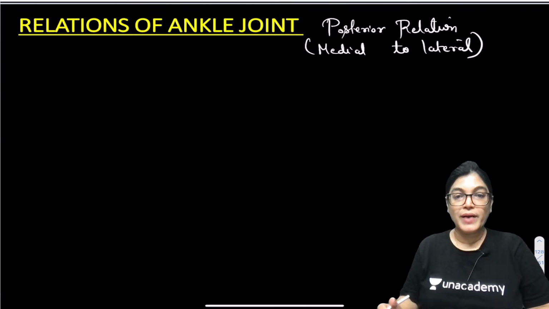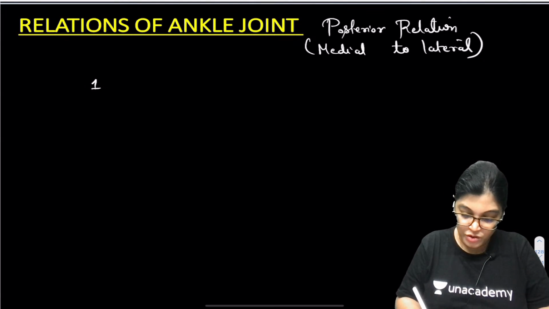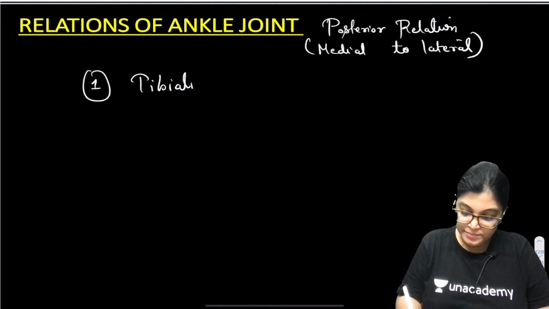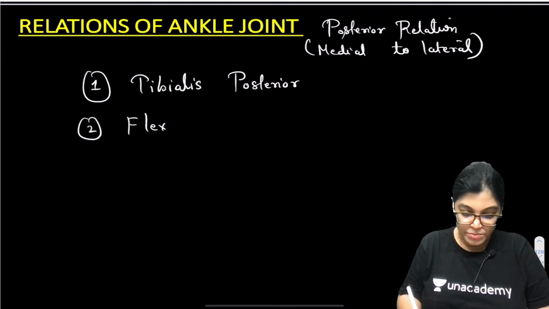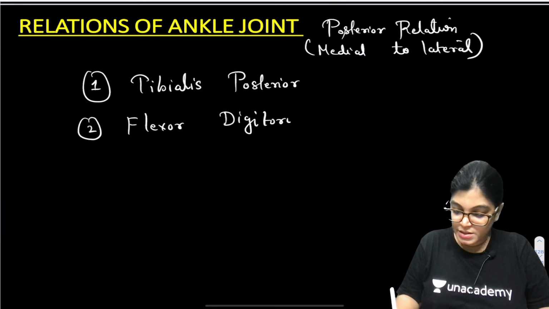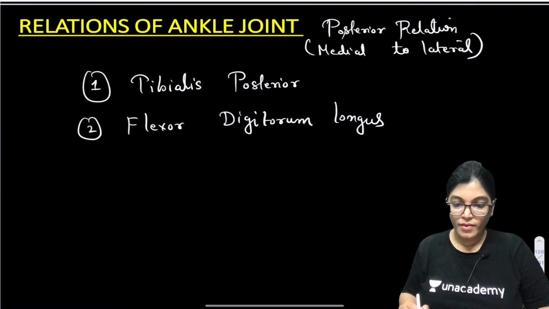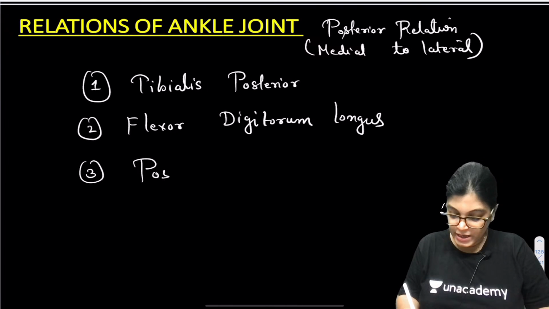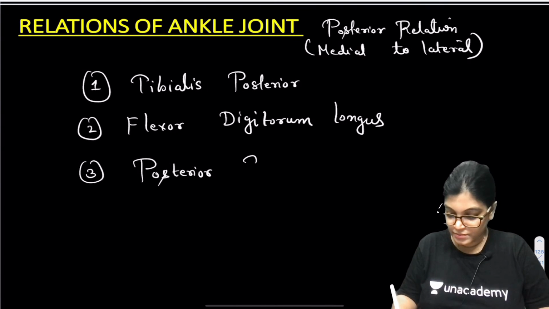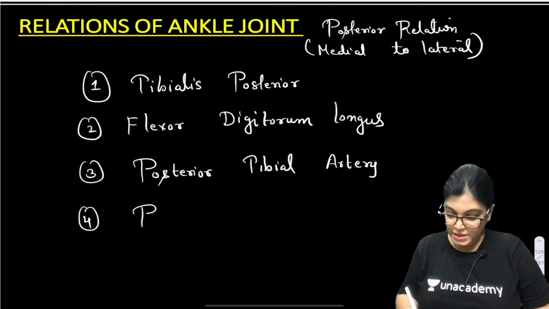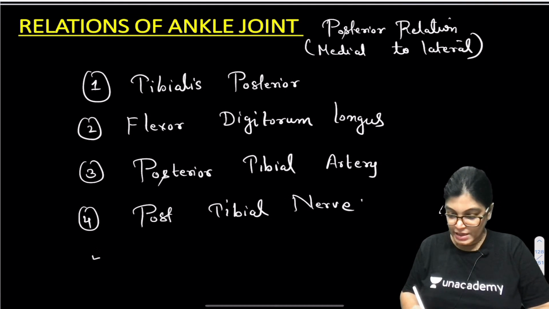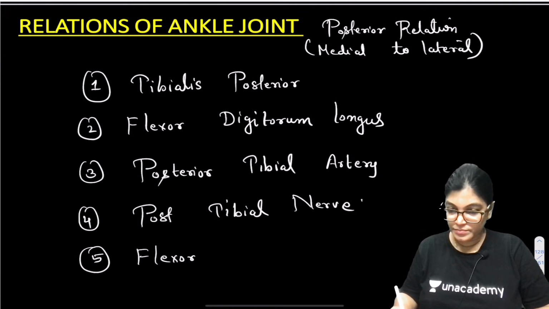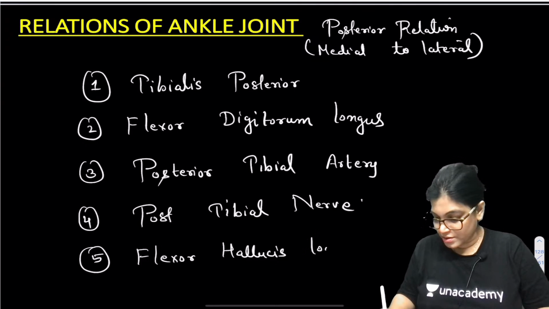The posterior relations of the ankle joint as we move from medial to lateral are the following: tibialis posterior, flexor digitorum longus, posterior tibial artery, posterior tibial nerve, and flexor hallucis longus.